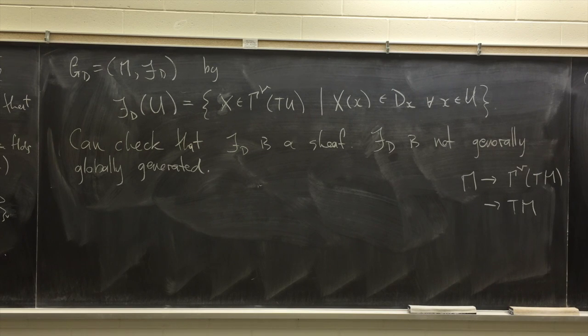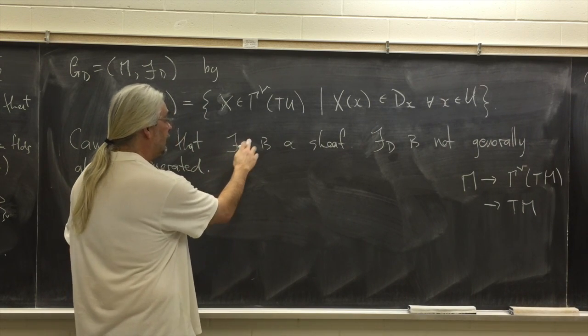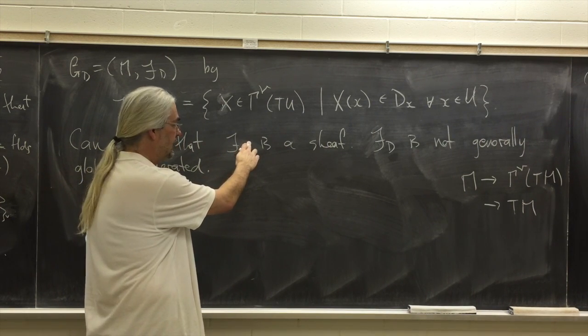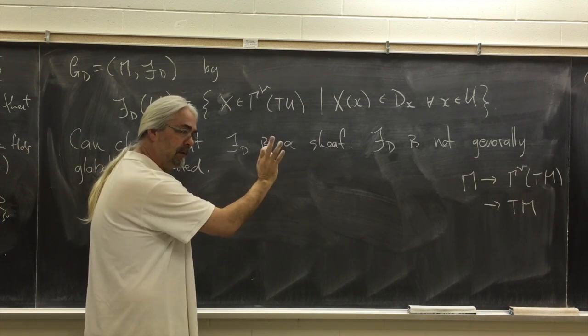Can you explain why it's not globally generated? Yeah. Actually, let me save that. Yes, I will answer that question, but maybe not right now. Okay. Can I ask then, globally generated? Do you need a single vector field? It means exactly that F_D on every open set is the restriction to that open set of some globally defined vector field. That's what it means. Okay.